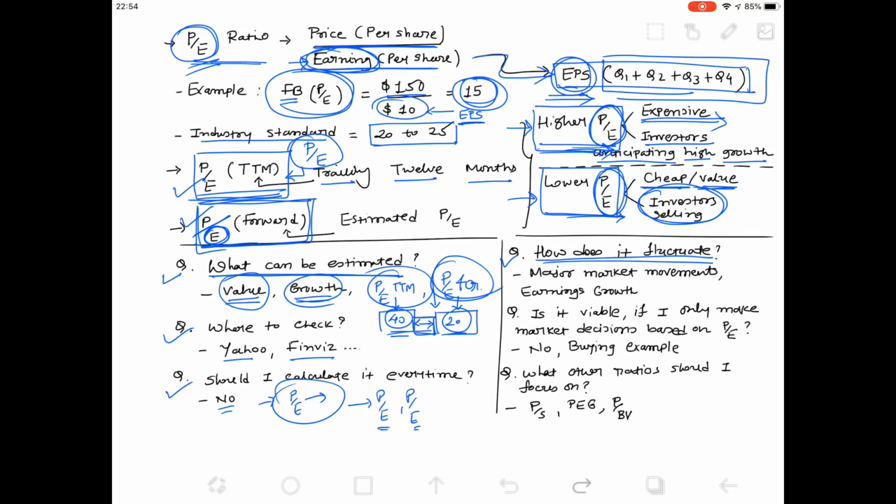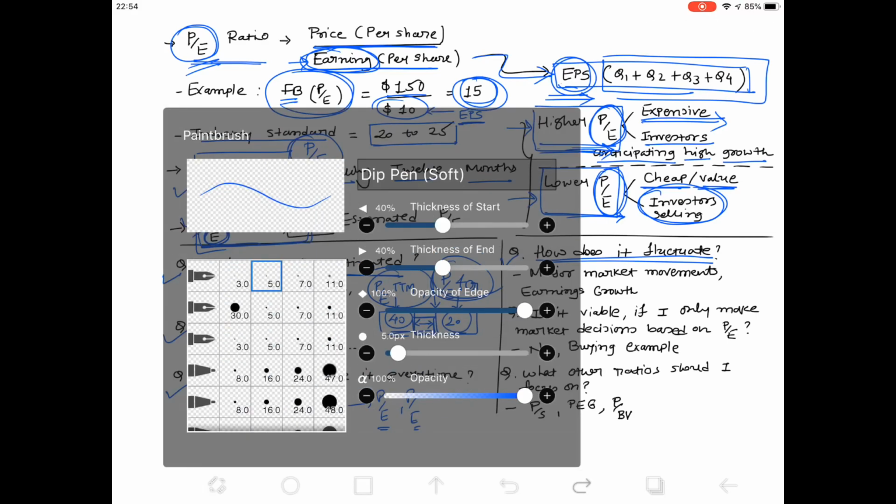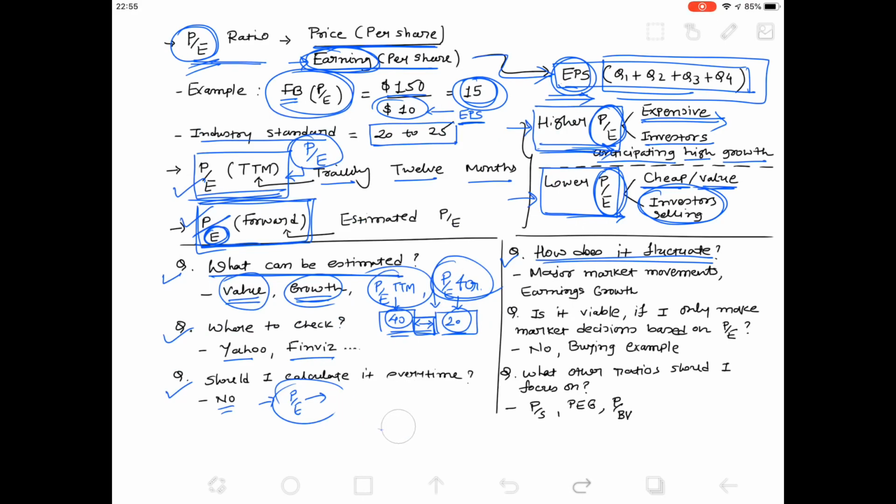Next, how does it fluctuate? How does the PE ratio change? The PE ratio changes if the price of the stock or the earning of the stock changes. Let's say the price of the stock goes high and earning stays the same, because earning for the last quarters you cannot change. That means the PE ratio is going to go up, right? So that's how the PE ratio goes up. At the same time, if the price of the stock goes down, and of course the EPS is going to be the same, the PE ratio itself will go down.